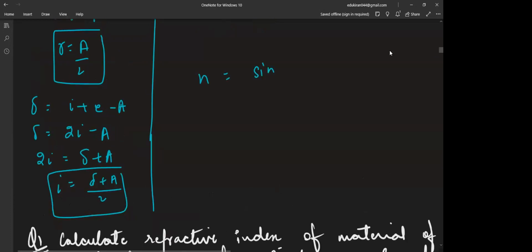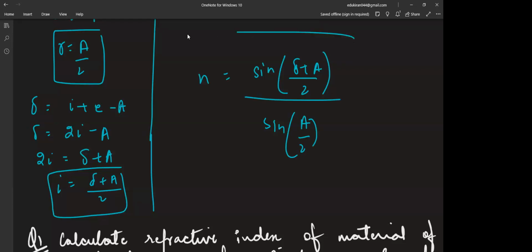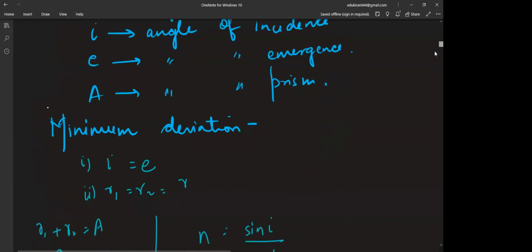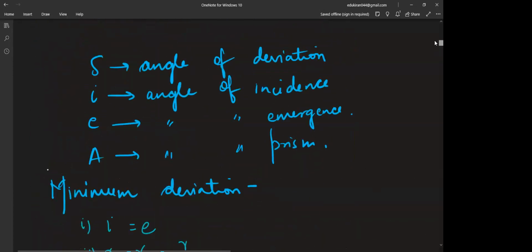Now, when you put it into Snell's law, refractive index is equal to sine I by sine R. What is the value of I? You have delta plus A divided by 2, divided by sine R. What is the value of R? R also we have just derived. It is sine A by 2. All right. So this is your angle of minimum deviation condition and this is the formula. We'll see questions. First, write it down from here.